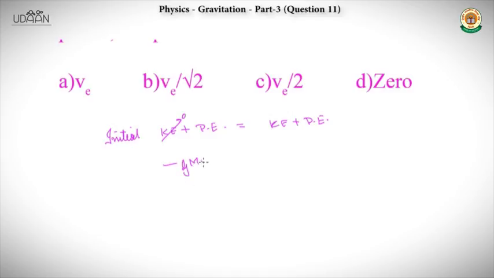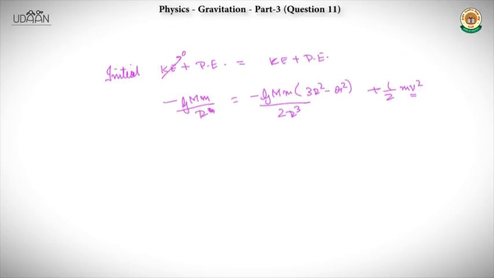Minus GM upon r square. It is at the surface, at r, so we can use any formula. Oops, it will be r over here. Minus GM upon r is equal to minus GM upon 3r square minus r square upon 2r cube plus half mv square, where v is the final velocity.